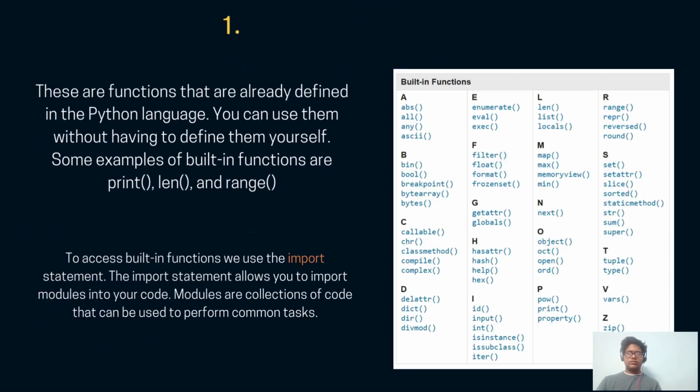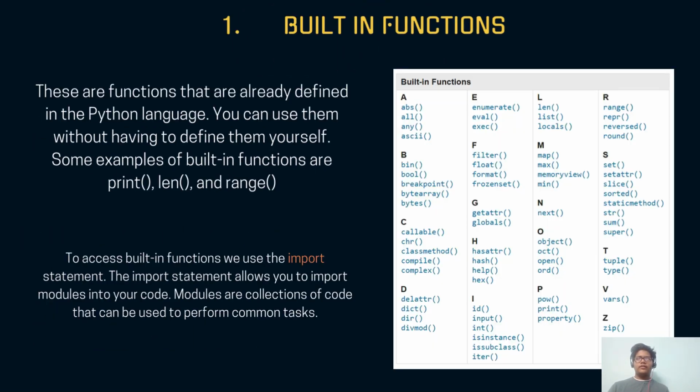So let's move in. Built-in functions are the functions that are already defined in Python language. We can use them without defining them. Some examples of built-in functions are print, length, range, etc. We can also access built-in functions by the use of import statements. The import statement allows us to import a particular module into our code.